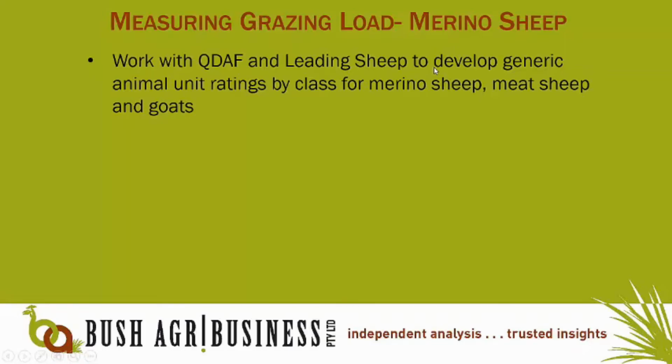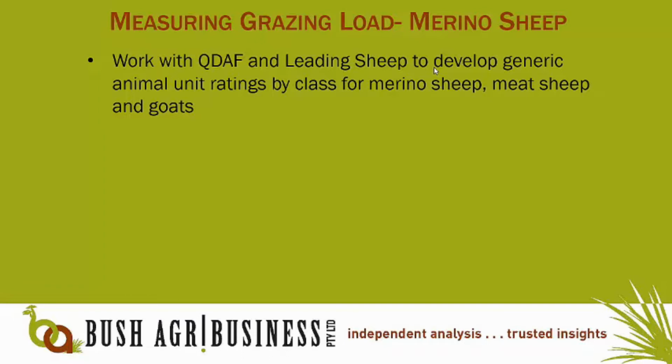So as I mentioned, we did some work with QDAF and Leading Sheep to develop some generic animal unit ratings by class for merino sheep, meat sheep and goats. What we mean by generic animal unit ratings by class is, for animals 1 to 2 years old of a medium frame merino sheep, what would its DSE rating be? It's a simple yet reasonably accurate way of doing it, rather than having to get their weights, pregnancy, lactation status, growth, wool and that sort of thing. We've used general industry averages to come up with it.